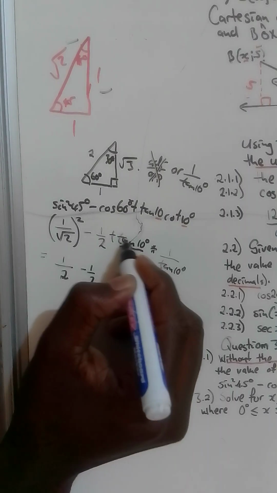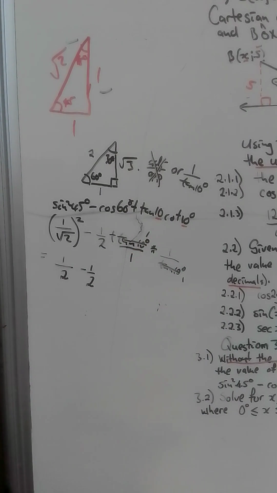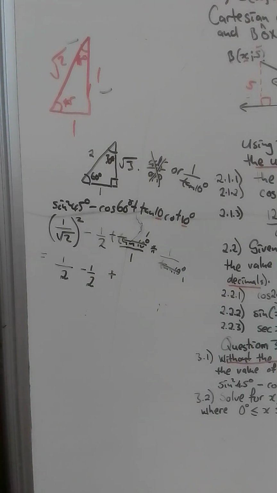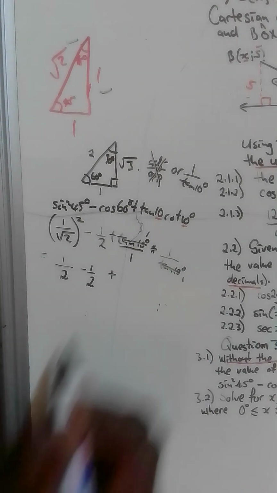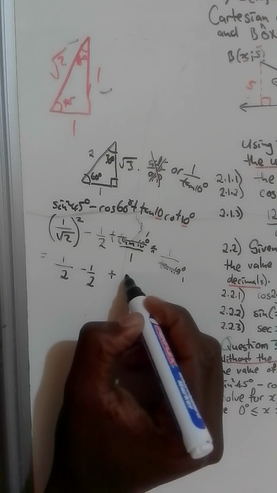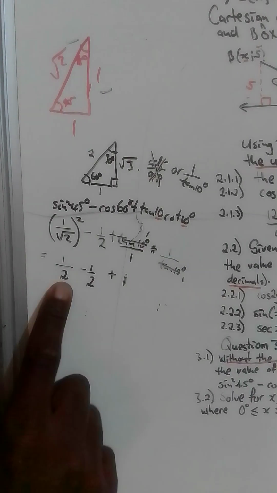And when it comes to this tan, like I said earlier on, this tan 10 degrees cancels out with that tan 10 degrees, which now means that here I've got what? Plus, right? I've got plus what? 1. 1 times 1 is equal to 1, and 1 times 1 is equal to 1. So I only write a single 1 here.